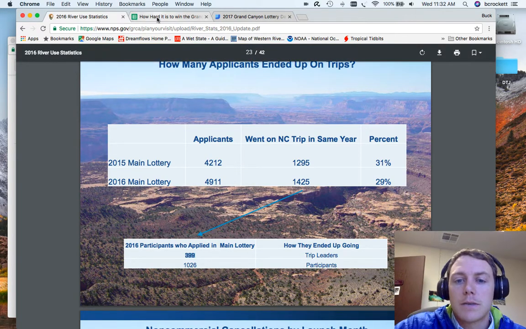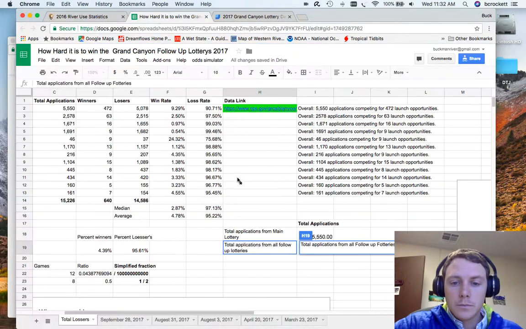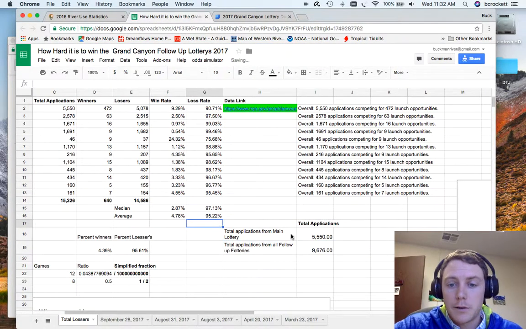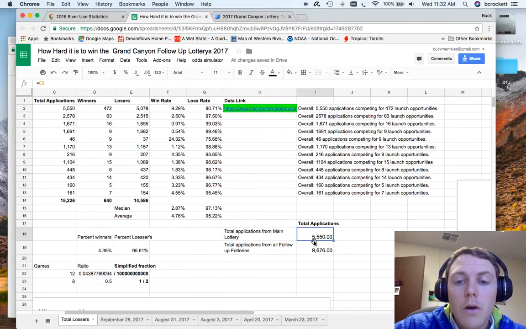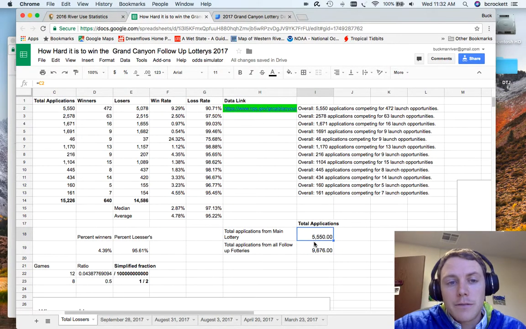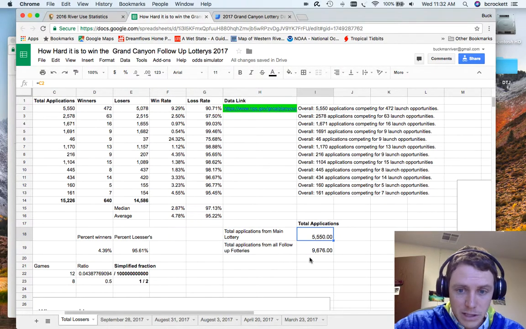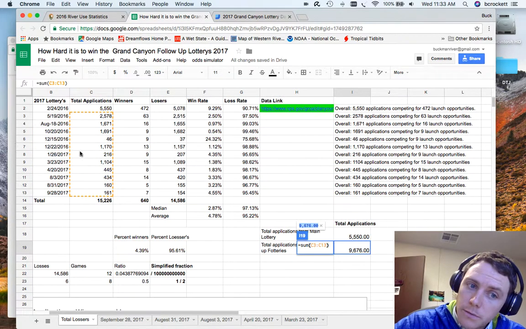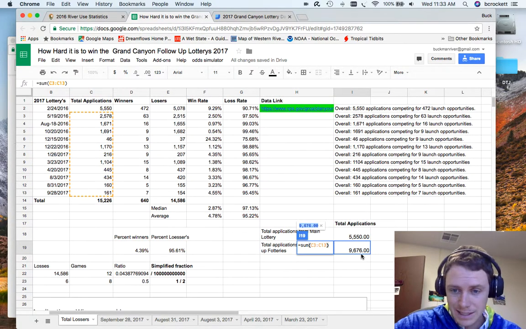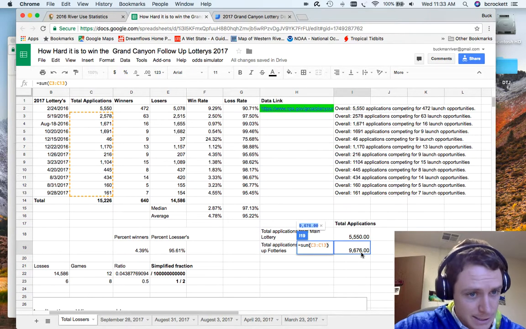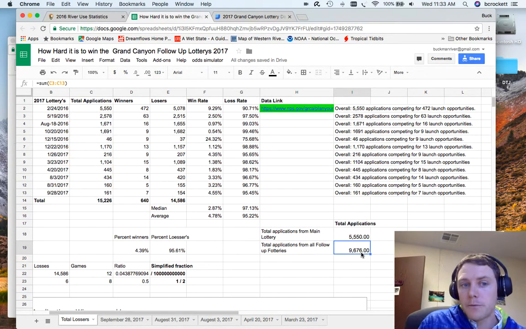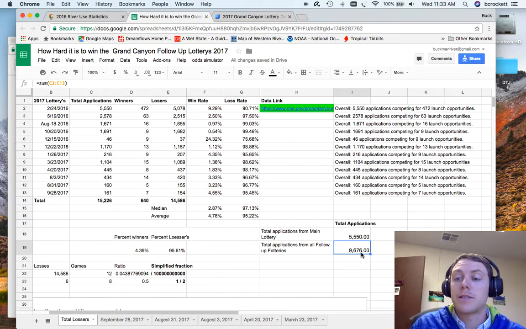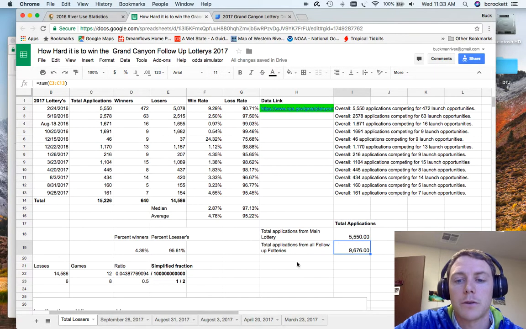Let's take a look at the 2017 data for an example. In the 2017 lottery data so far, we know that there were 5,550 applications in the main lottery, right? But if we take the total applications for all the other follow-up lotteries, add them up, we get to 9,676. And so the number of follow-up applications in the 2017 year, at least, is just about two times what the main lottery application volume was.